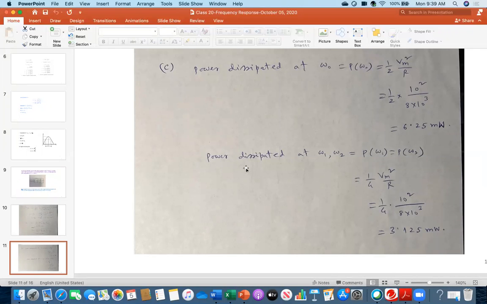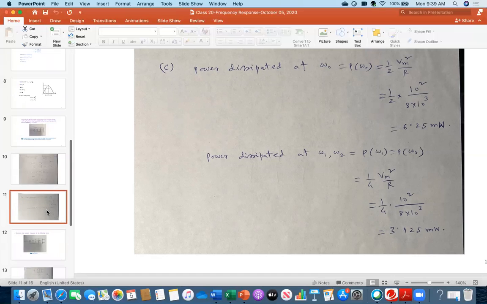And then power dissipated at omega 1 and omega 2, which is P omega 1 equal to P omega 2. You see, we looked for the equation 1 over 4 Vm square over R. So this is again the Vm value, this is R value. We got 3.125 milliwatt. Everybody, do you understand? Yes. Okay, so look at all those calculations once again. If you have a calculator, you can follow together with me, or after the class you can see all the things here.